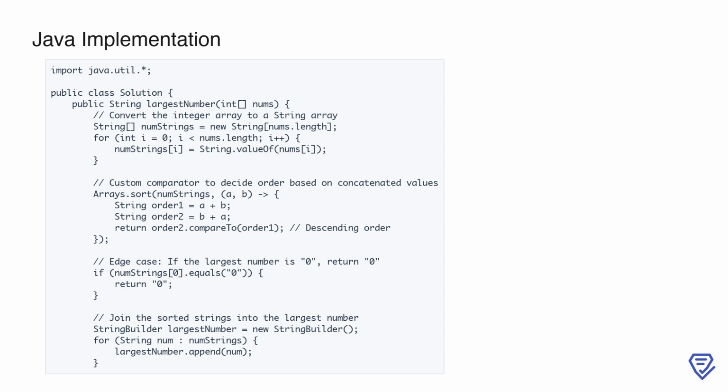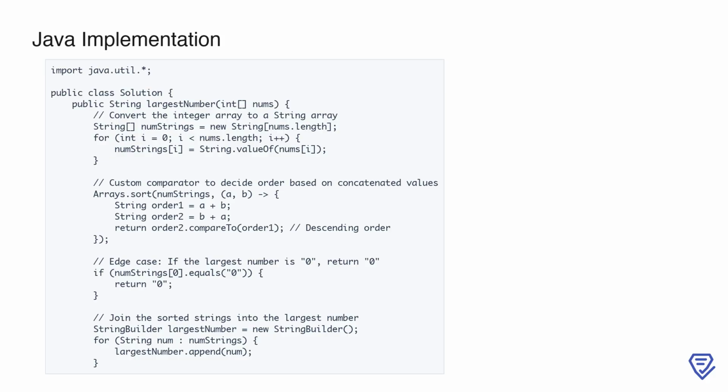Next, we define a custom comparator for sorting the strings. The idea here is to decide the order of two numbers based on their concatenated forms. Specifically, for any two strings a and b, we compare the concatenated results of a plus b versus b plus a. If the concatenation b plus a produces a larger value, it means b should come before a.